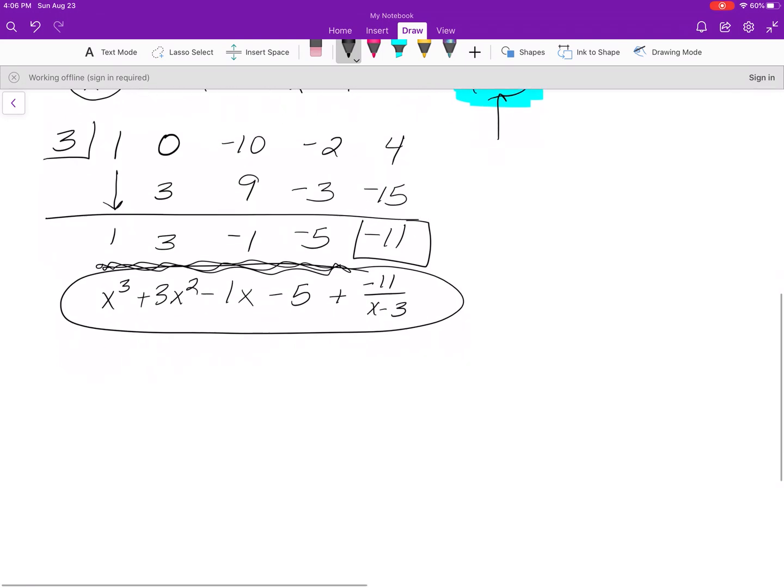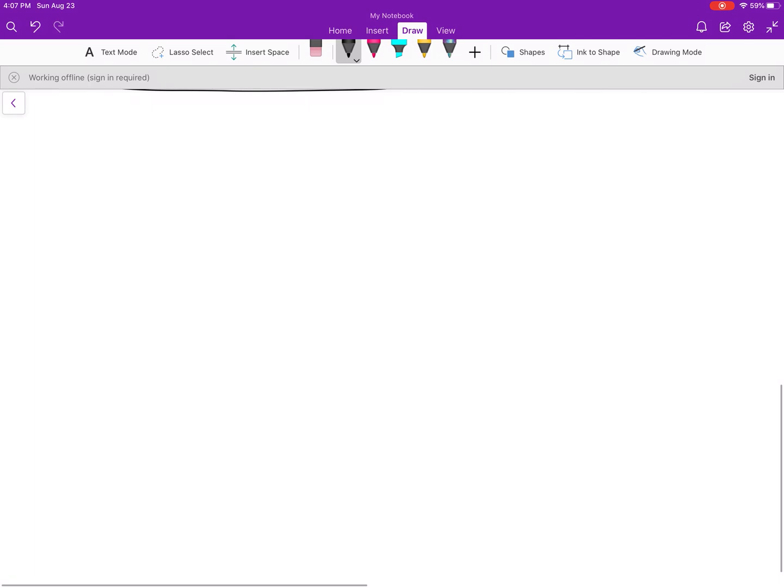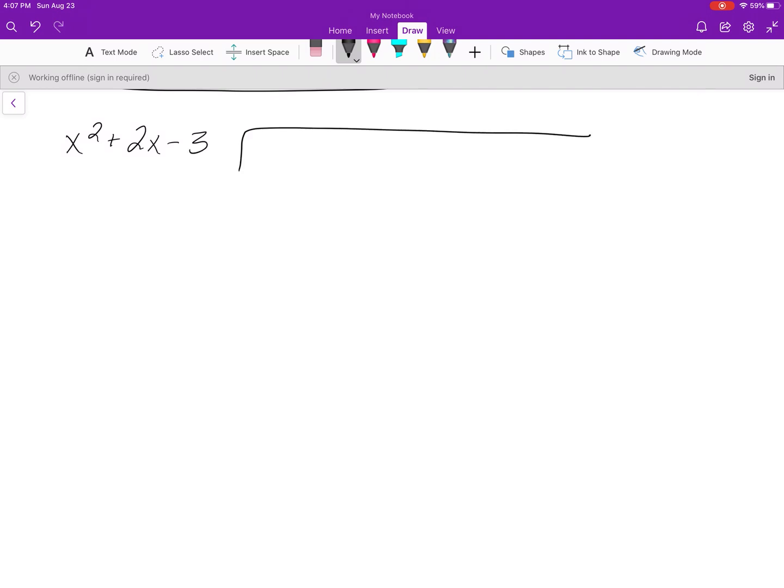Okay, now, what if you can't do synthetic division? Well, then you have to do long division, and I know it's not fun at all. I'll give you one that's quite challenging. Here we go. Let's divide x squared plus 2x minus 3 into the polynomial 2x to the fourth plus 4x to the third minus 5x squared plus 3x minus 2.